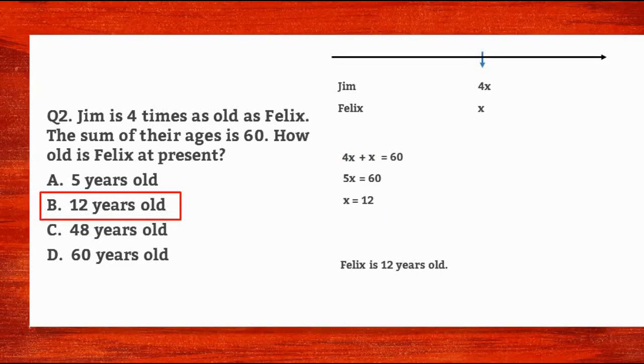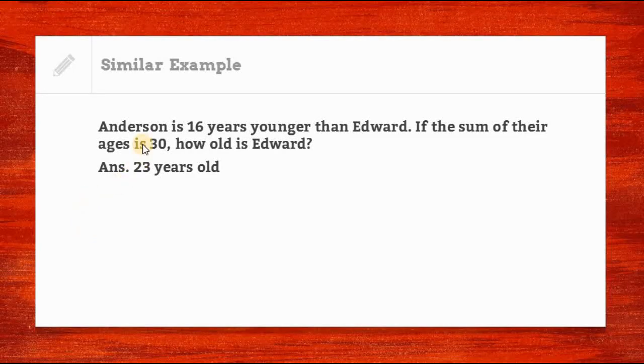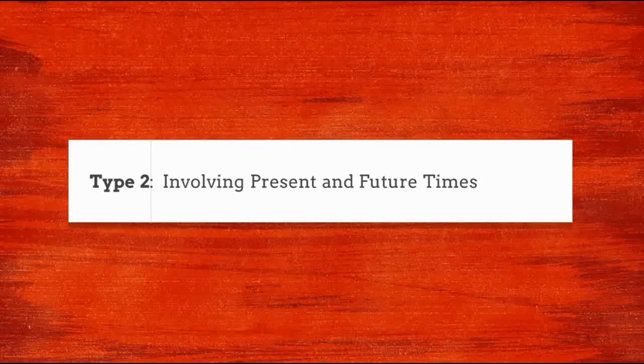Lastly, we answer the question, and the question is how old is Felix at present? And Felix's age is just X, and as we have solved, Felix is 12 years old at present. We have a similar example to illustrate the first type of age problem, which only involves the present time. The other type of age problems are those that involve the present and future times.